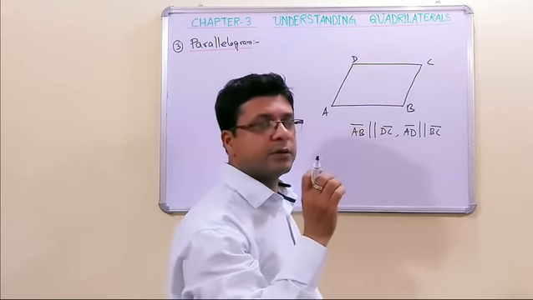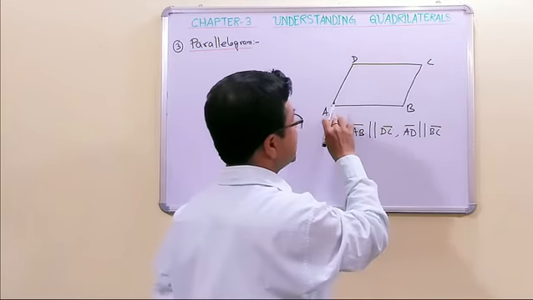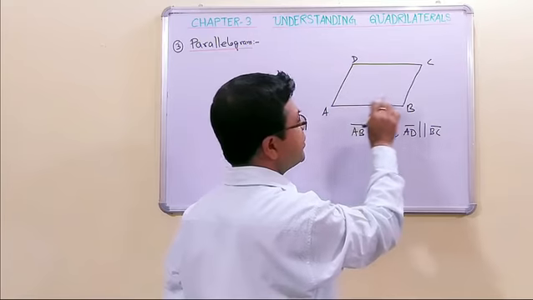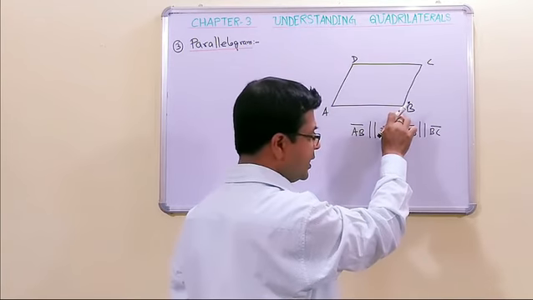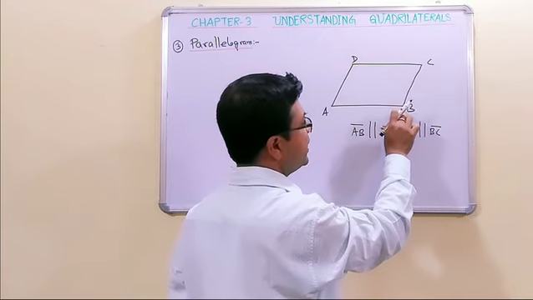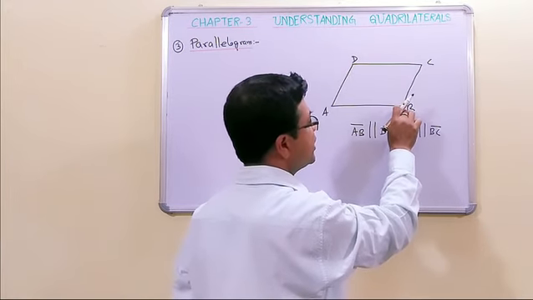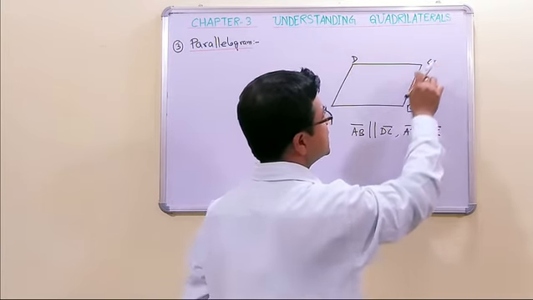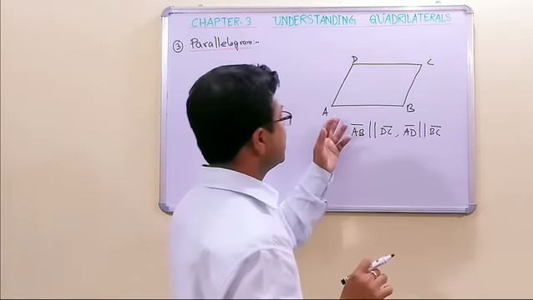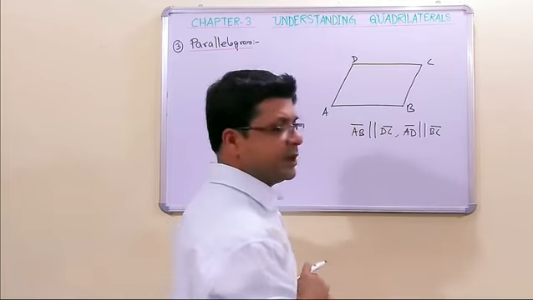Now, how can we consider which are the adjacent sides? Suppose AB. The end point of line segment AB ends here. I am repeating, the end point of AB ends here. So from this end point, another side, a line segment, should start. So these are about adjacent sides.